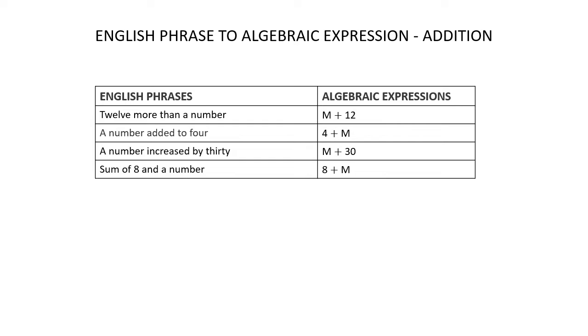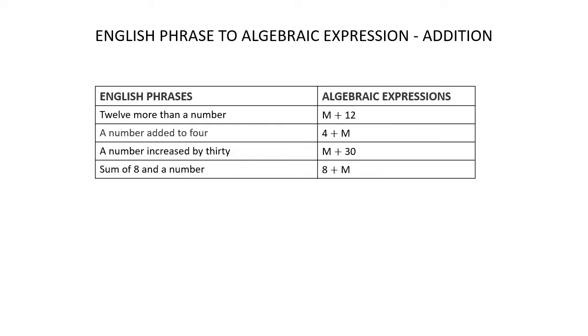Now let's look at this phrase. A number added to 4. Let the number be m. Then m is added to 4. This means 4 plus m. Here m is added to 4.